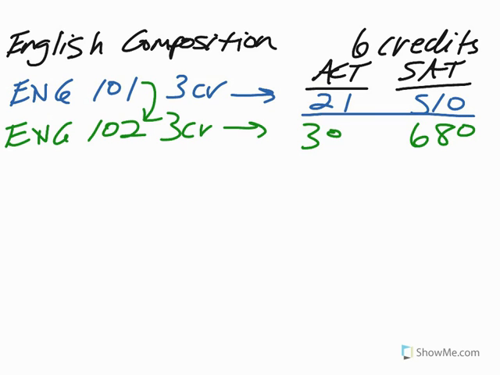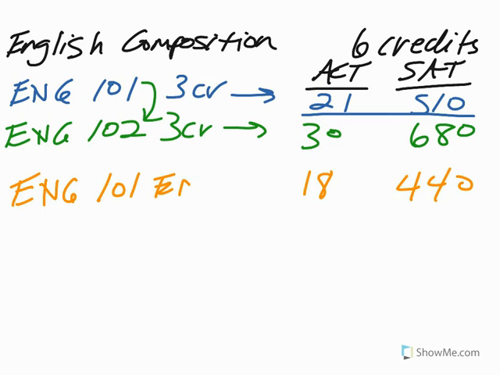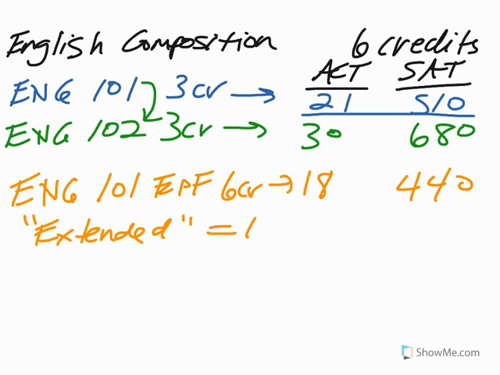If you didn't score at least a 21 or a 510, but scored at least an 18 or a 440, then the English class that you place into is English 101E and F, and that is a 6-credit course. English 101E and F is an extended version of English 101. So, once you've completed English 101E and F, you've completed English 101.